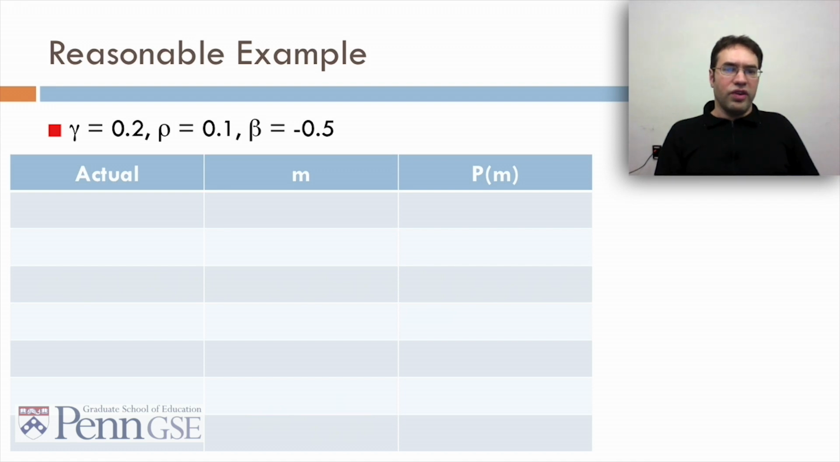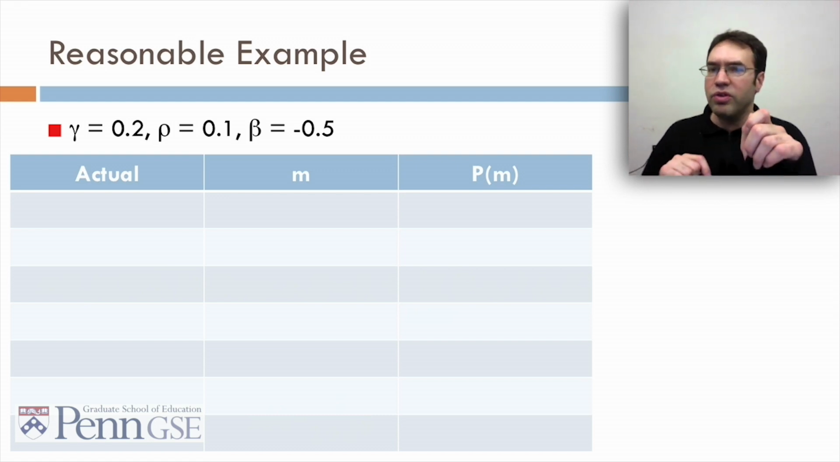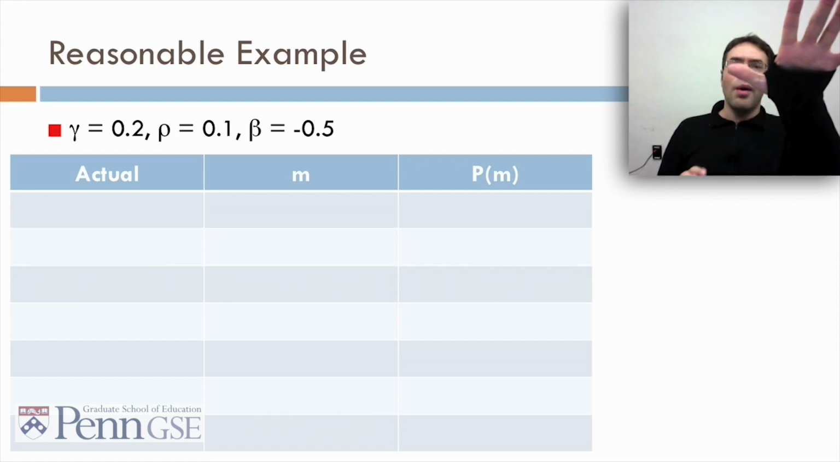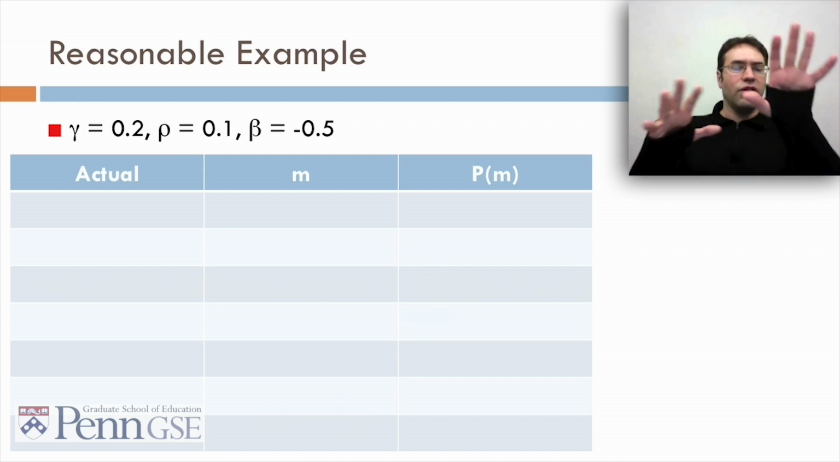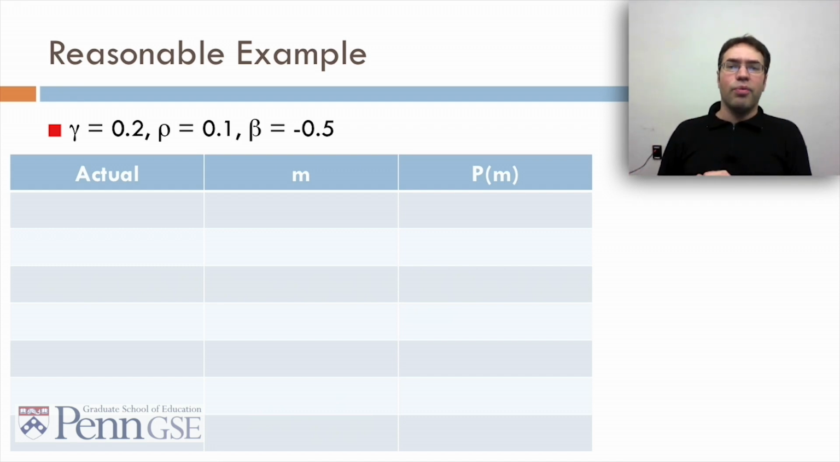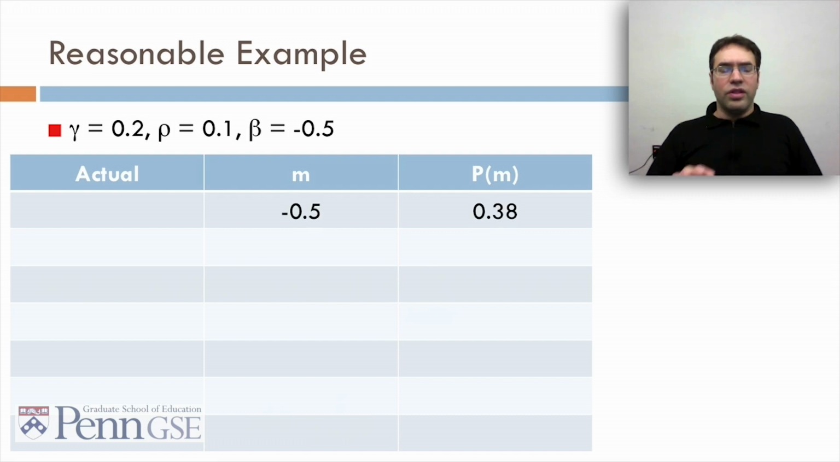So let's look at an example. We'll start first with a reasonable example. We'll move on to crazy examples later. Let's say that you have gamma of 0.2, rho of 0.1. So we're assuming that you improve your future performance double if you get success compared to if you get a failure. And beta is negative 0.5, which means the item's a little hard. So the initial m, there's no successes or failures yet, is going to be negative 0.5. That's the beta. So the probability the student will get it right on the first attempt is 0.38.